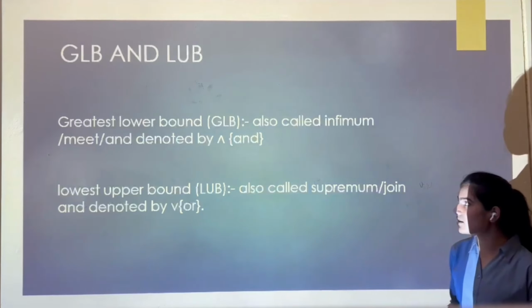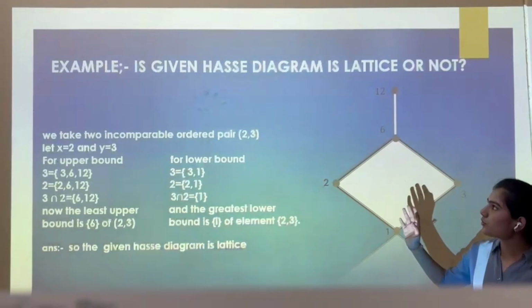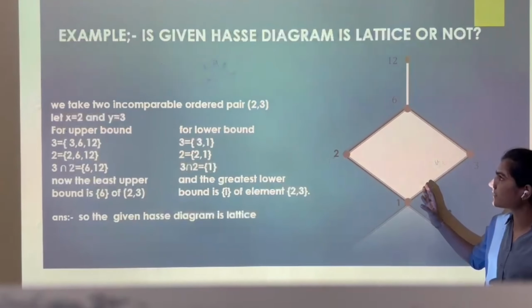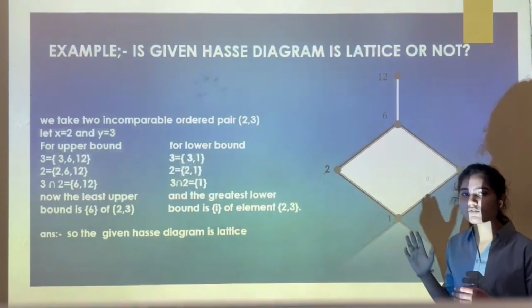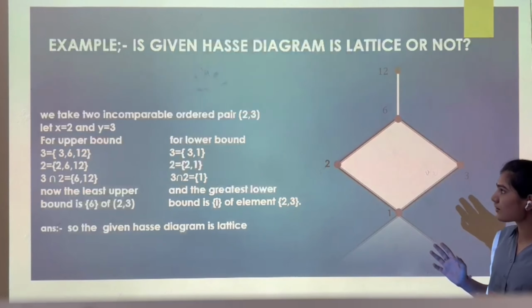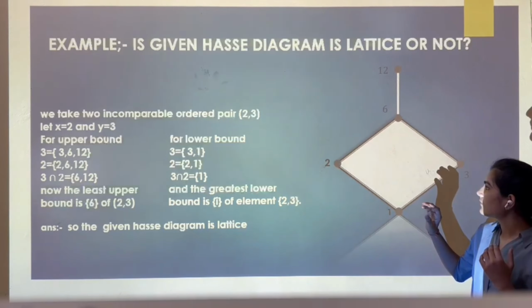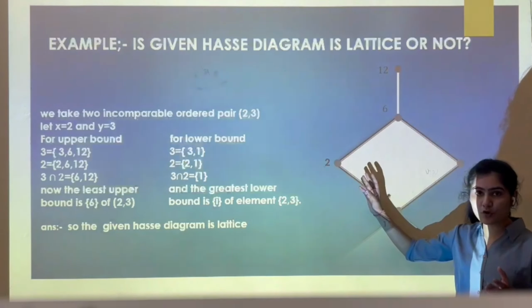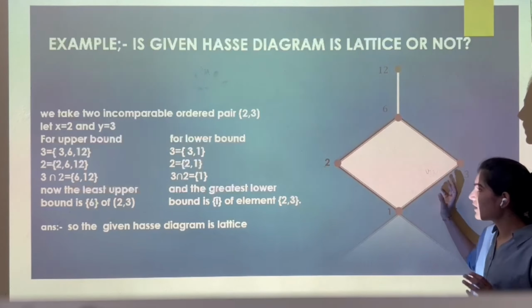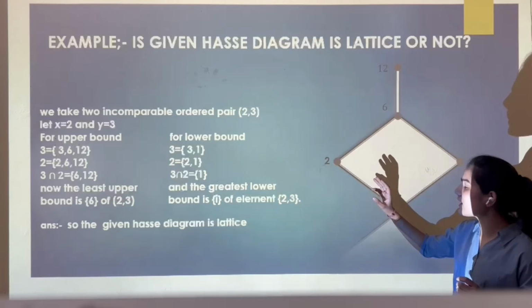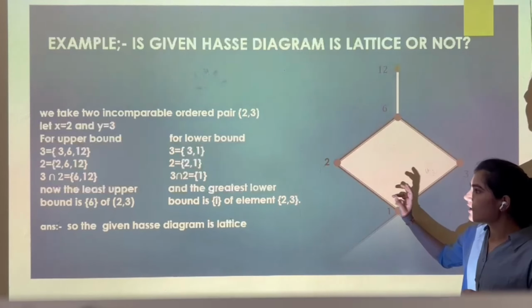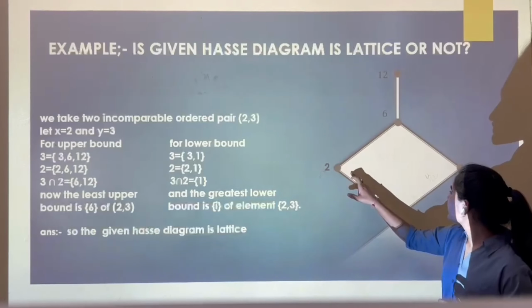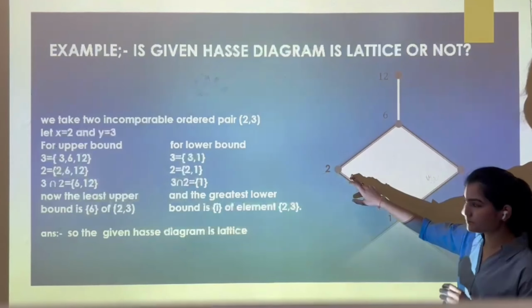Now in the next slide we do a question on a given Hasse diagram. The question is: is the given Hasse diagram a lattice or not? We have to figure it out. In this diagram we have two ordered elements, 2 and 3, and we have to find the least upper bound and greatest lower bound of this pair.